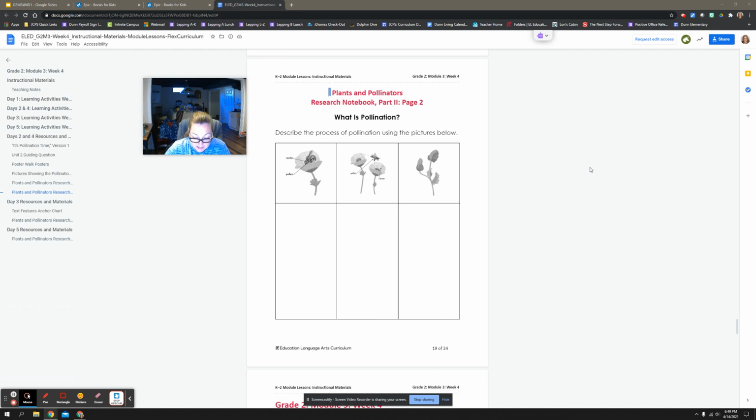So today for independent work, the first thing you're going to do is write a sentence or two in each one of these boxes of what is happening as part of the pollination process. What's happening here, what is happening here, and what is happening here.